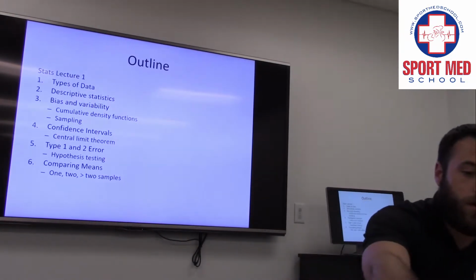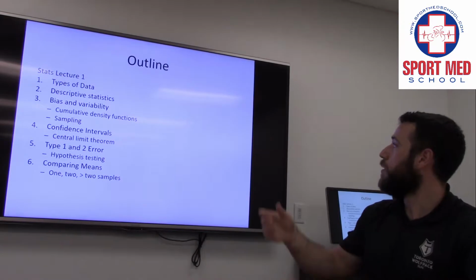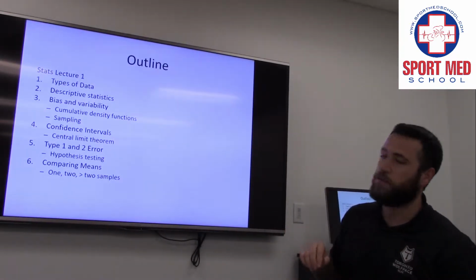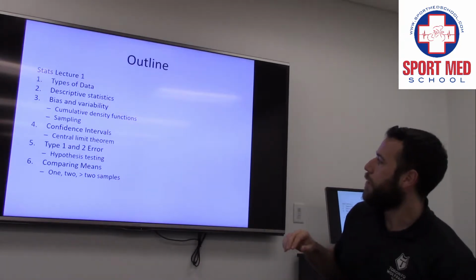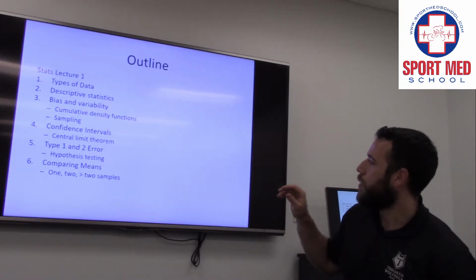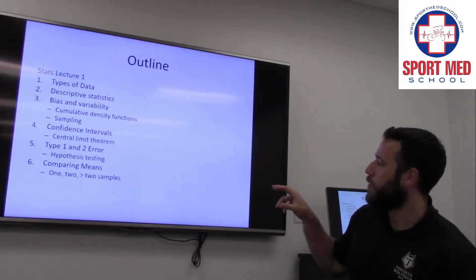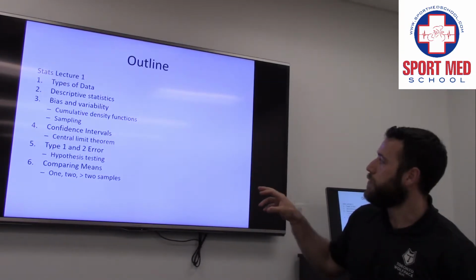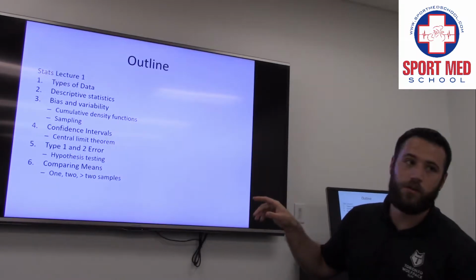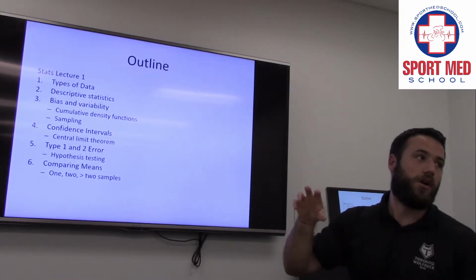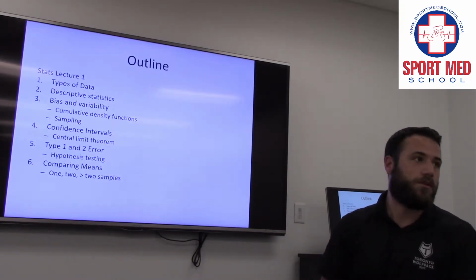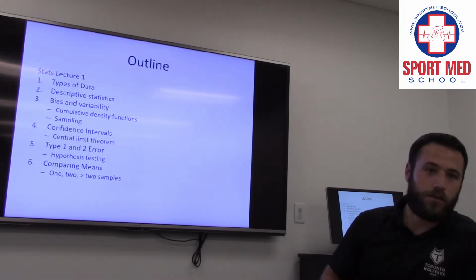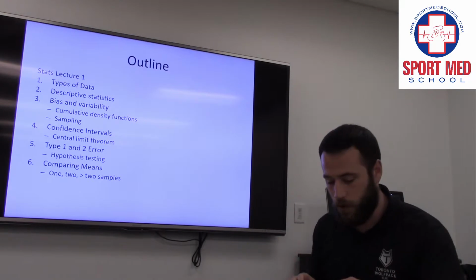So this one, the key concepts are numbered, so we're going to go through types of data, some brief descriptive statistics, very basic stuff, some bias and variability, confidence intervals, type 1 and type 2 error, and comparing means. You'll see there are some subheadings here. In order to cover some of these topics, you have to delve a little bit deeper into the stats. So that's why we're going to go through some of this other stuff in order to truly highlight and understand the larger topic.